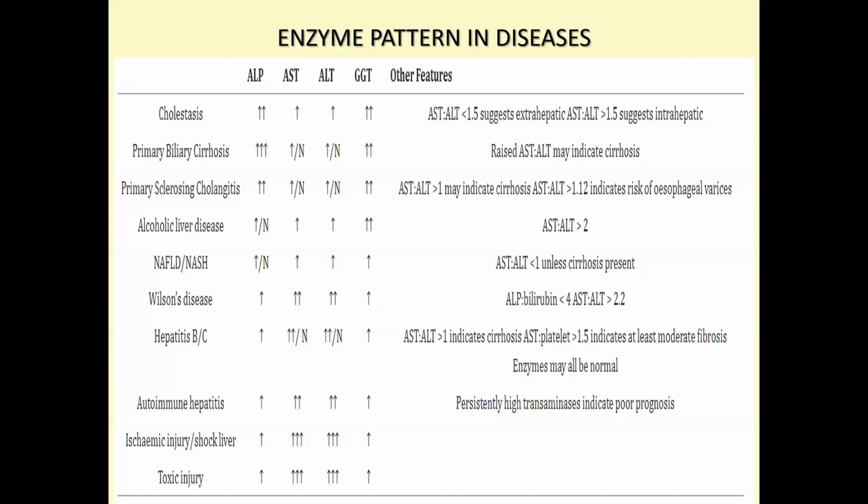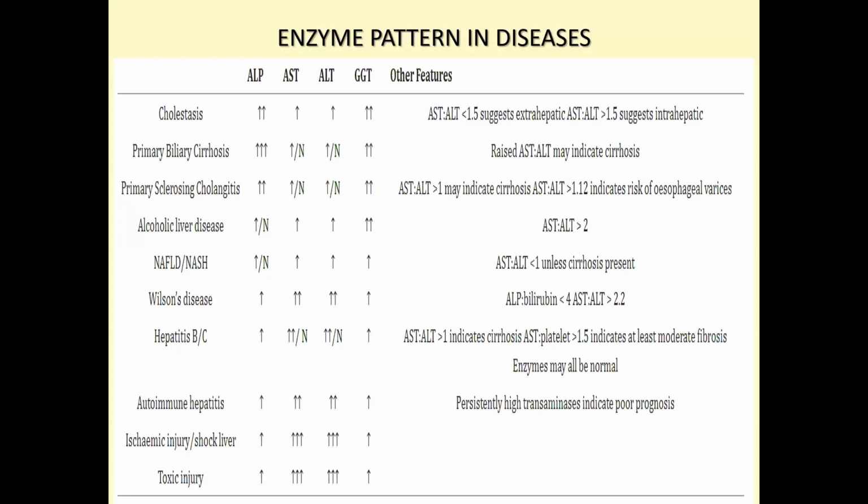It indicates he's going for complications. Any transaminases should come down with treatment. If it's not coming down, it indicates a worse prognosis. So let us see a summary. I didn't want to talk about every disease, so this slide will just summarize the enzyme pattern and the ratios in the disease.